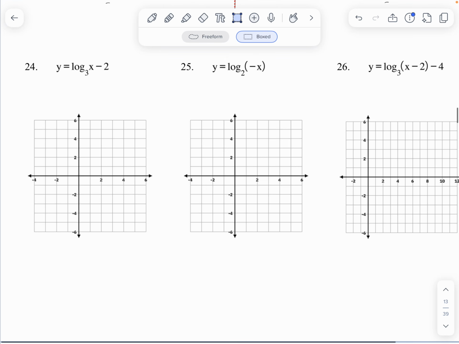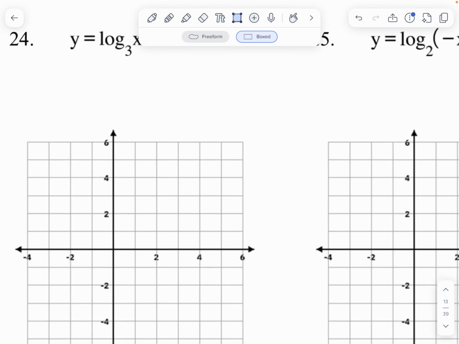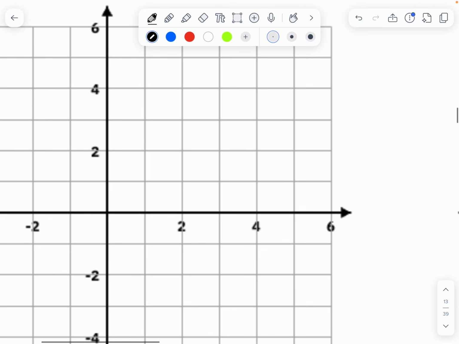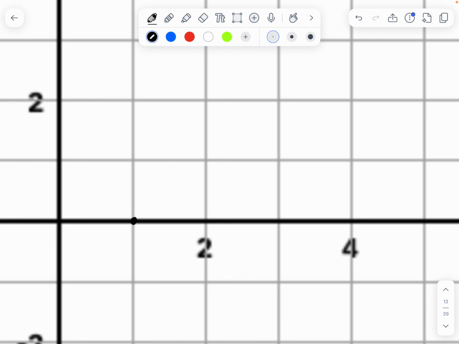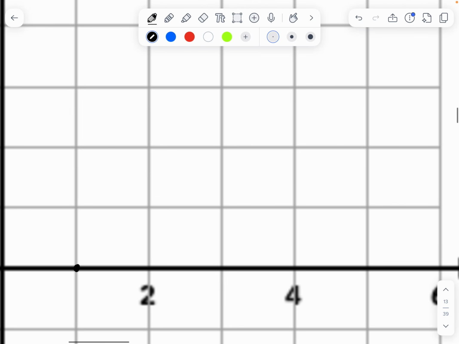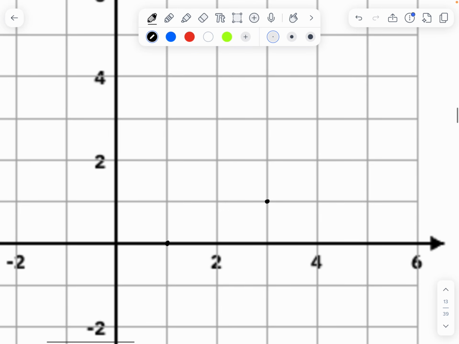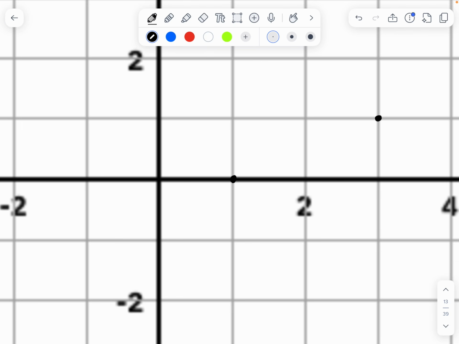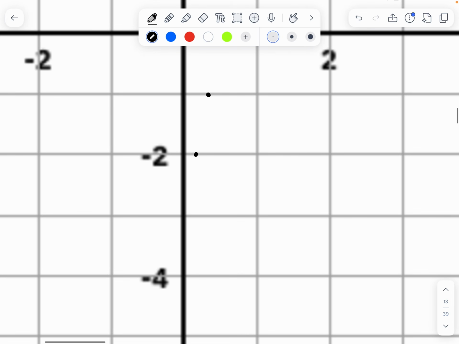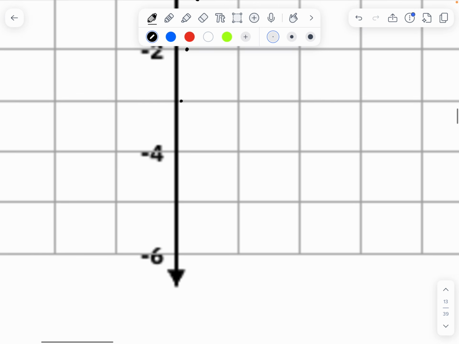So let's do a little more. Let's do log base 3 of x. So obviously this is going to be 1. If we plug in 3, we'd get 1. And then if we plugged in 1/3, we'd get -1. And then if we plugged in 1/9, we'd get -2. Same thing for 1/27. So I'm just going to draw.